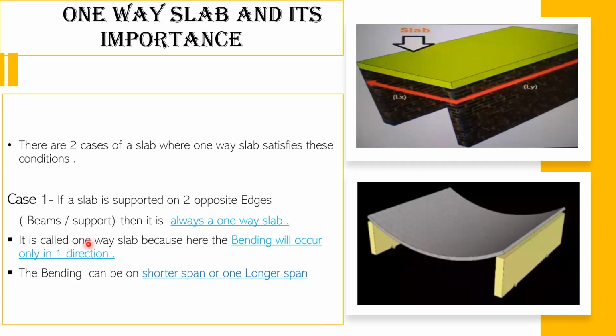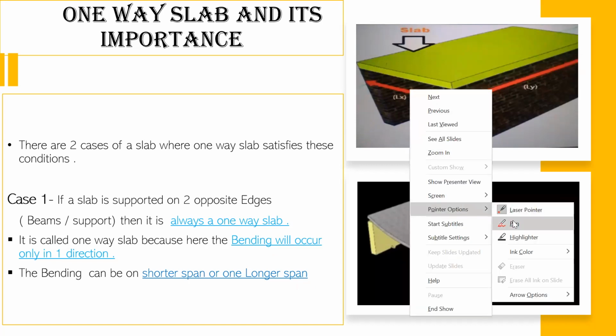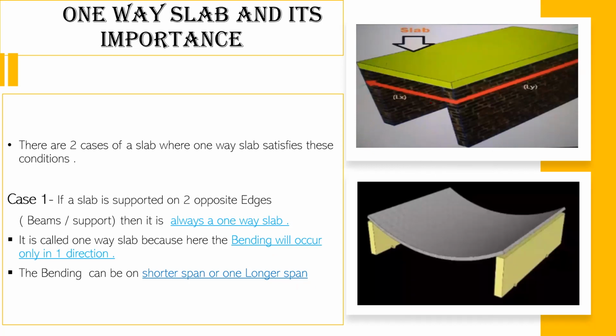It is called as one-way slab because here the bending will occur only in one direction, and the bending can be on the shorter span or on the longer span. This is very important for us to understand. Let us consider Lx as the shorter span and Ly as the longer span. I'll make use of a pointer here. So Lx is a shorter span, while Ly is a longer span.